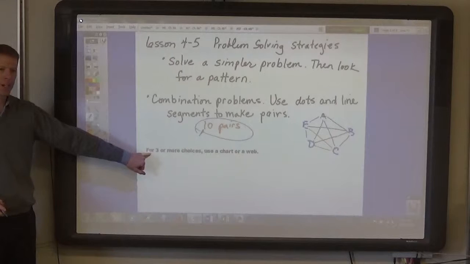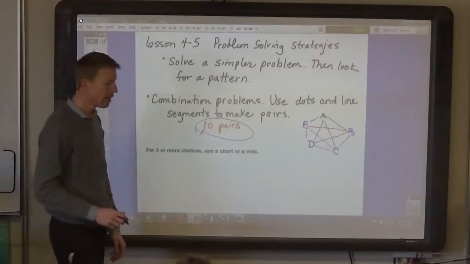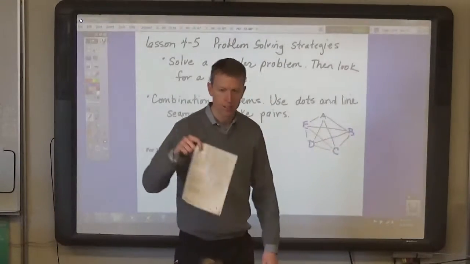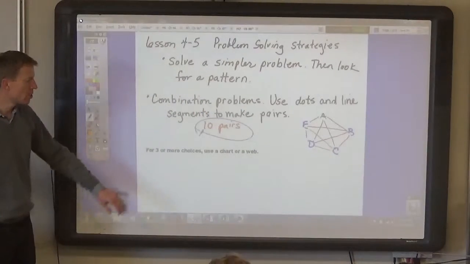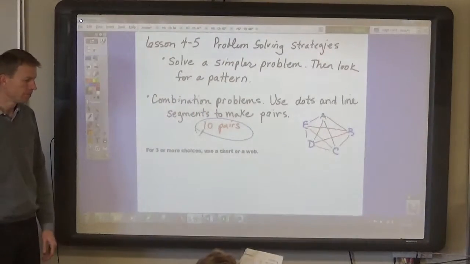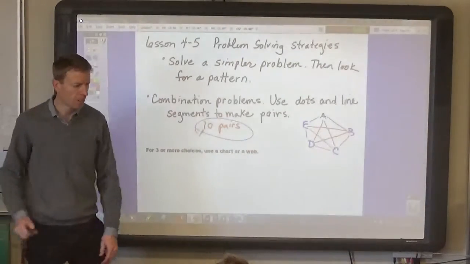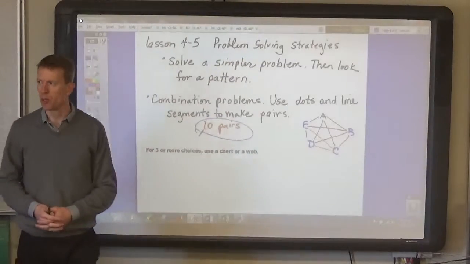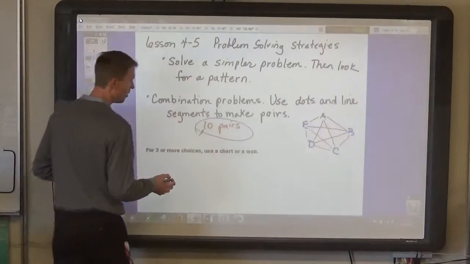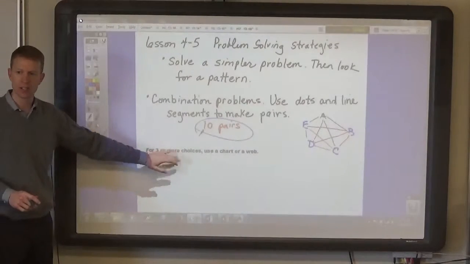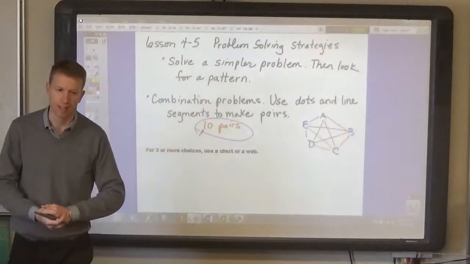Now, if you have 3 or more choices, there's a couple of ways you can do it. One is to make a chart, like the one that you have on your homework today. Another way, which I like, is to make a web. And a web is like this. Let's say that you had the choice of pizza toppings. There's 3 topping pizzas, 2 topping pizzas, or 1 topping pizza.